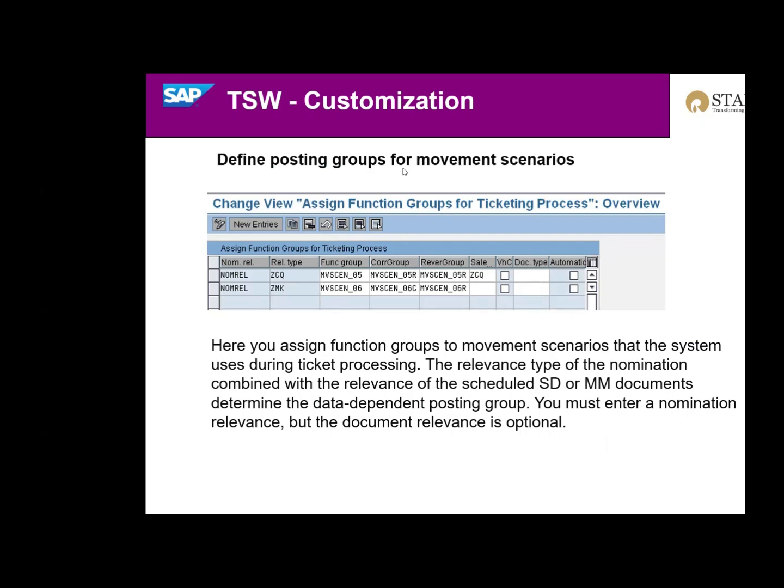Define posting groups for movement scenarios. Here you assign function groups to movement scenarios that the system uses during ticket processing. The relevance type of nomination combined with the relevance type of the SD document determines the data dependent posting group.